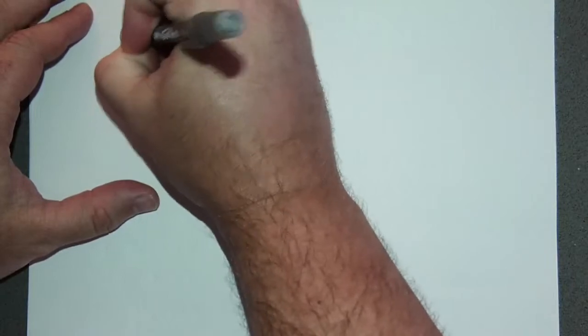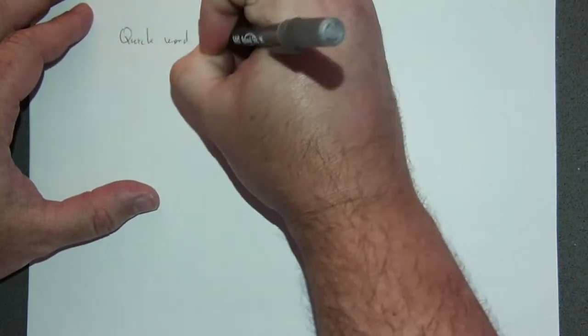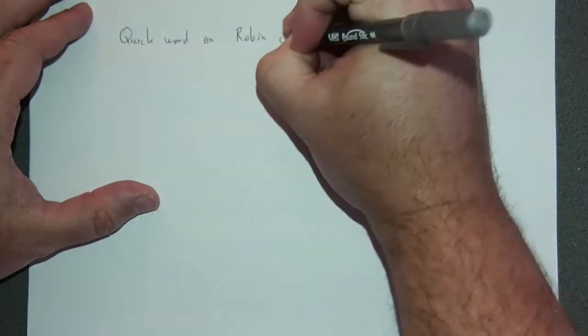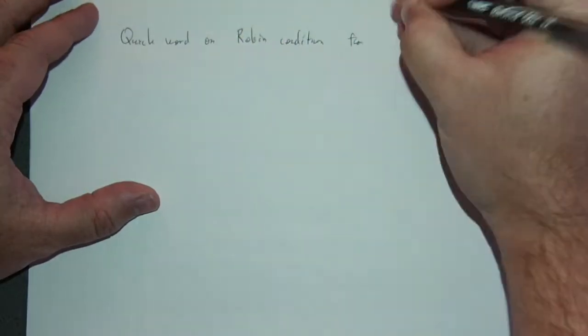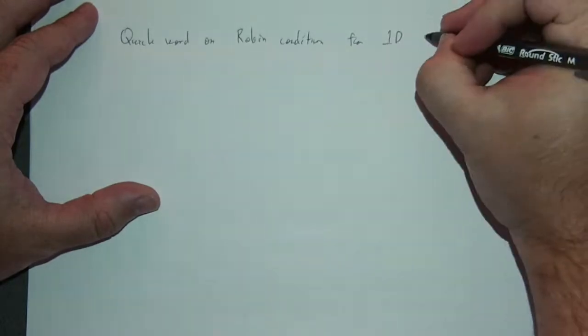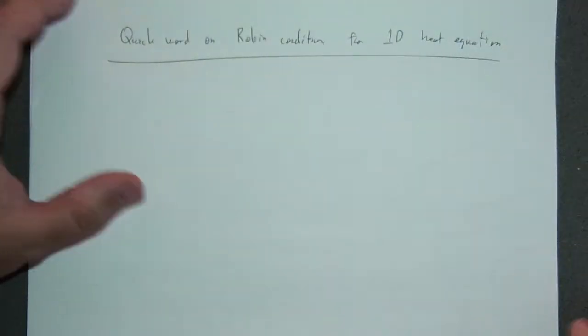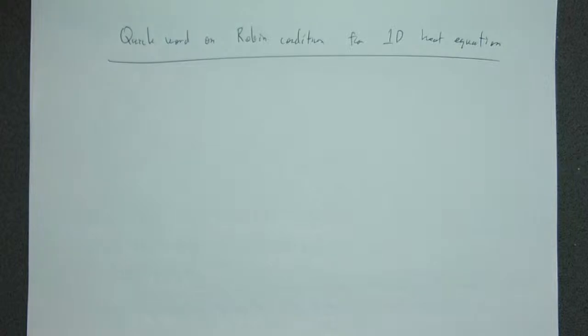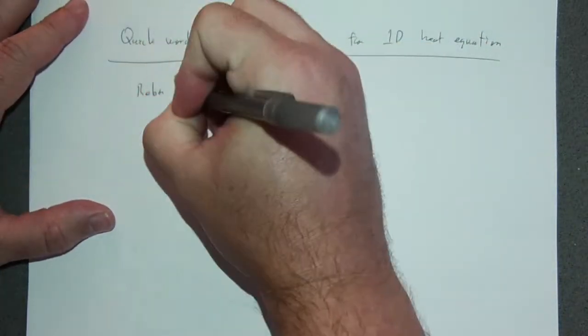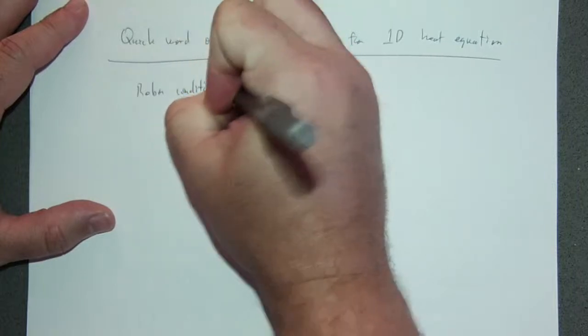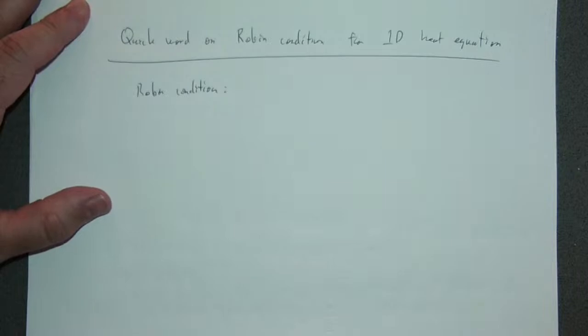So a quick word about the Robin condition for the 1D heat equation. So what is a Robin condition? This is just like before. It's a combination of Neumann and Dirichlet. So here's an example. Maybe it's something like this, right?